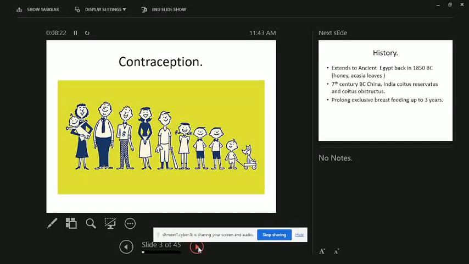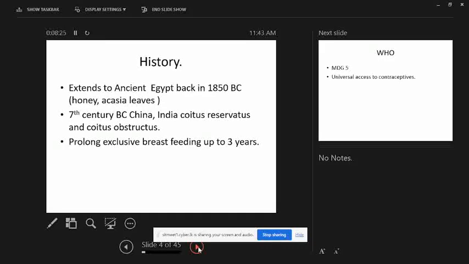When we talk about the history of contraception, it extends back to ancient Egypt in 1850 BC. During that period, people were using honey and acacia leaves to block the cervix, and it has been shown to give some kind of protection during sexual intercourse. In the 7th century BC, China and India used coitus reservatus and coitus obstructus, preventing ejaculation, to avoid becoming pregnant.